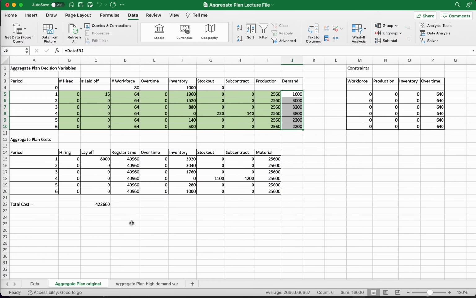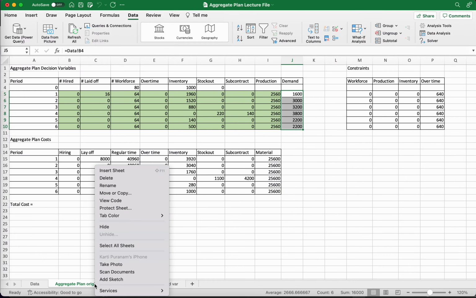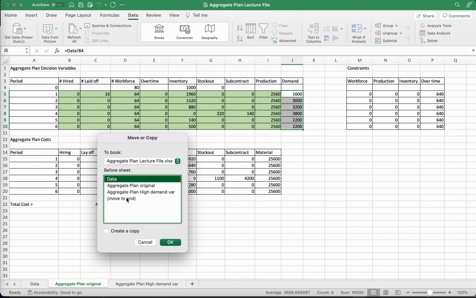So what if demand was not as variable as it is before? Let's say that I make a copy. Let's make another copy.